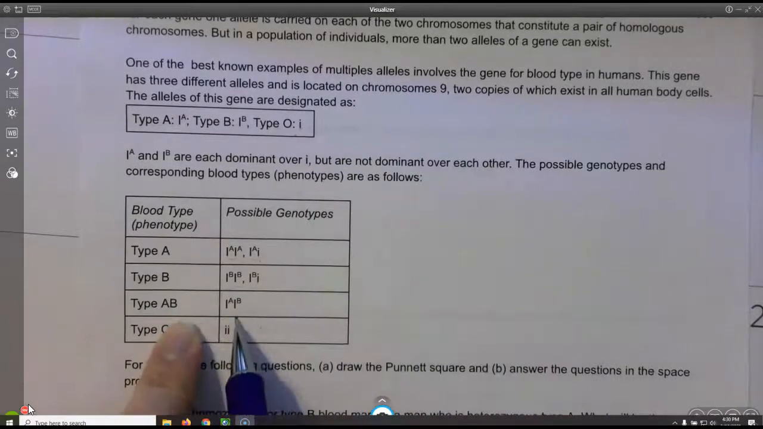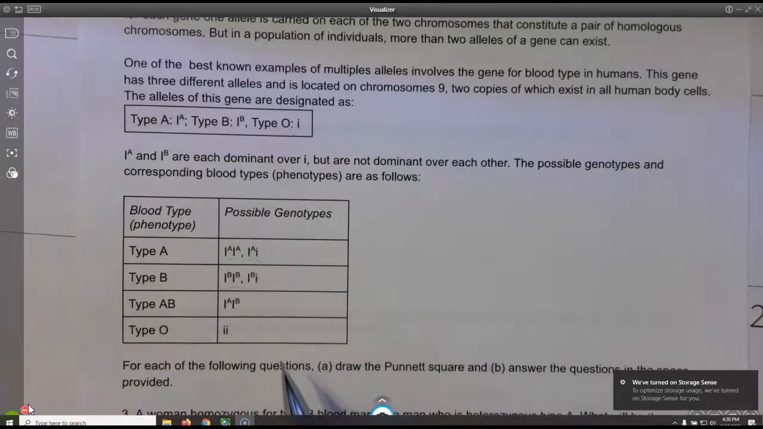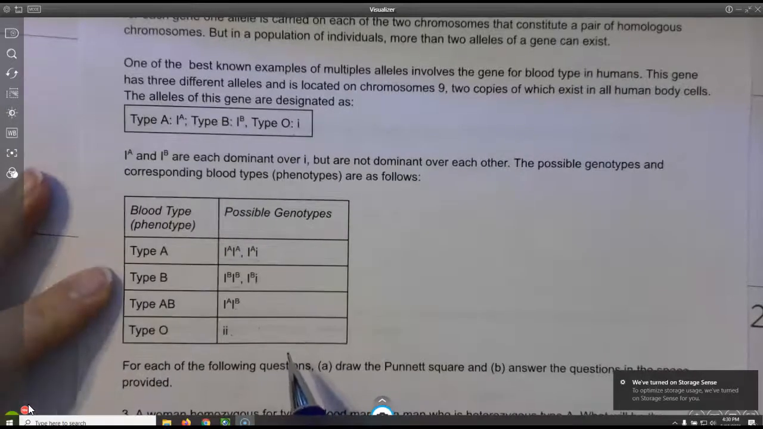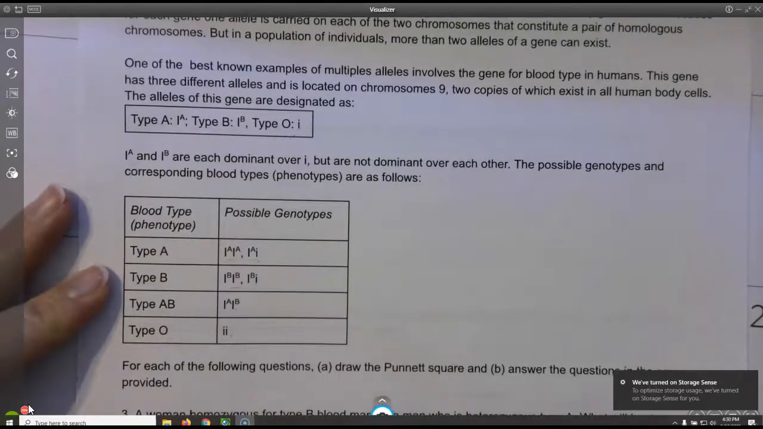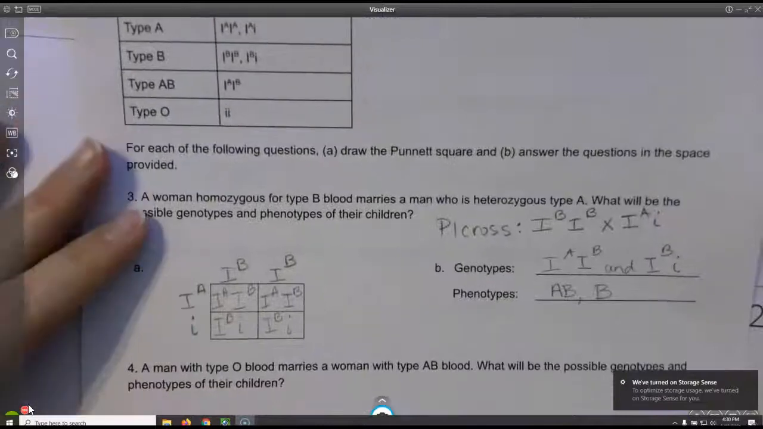Type AB is also heterozygous. It is big I, big A, big I, big B. Remember, these are superscripts, so they're not down low, and make sure they're not even with the I's. And then our homozygous recessive is our type O. So it was a brief overview for first period mostly, because you guys are the ones that I did not have this ready for because I forgot. I'm sorry. Please forgive me.